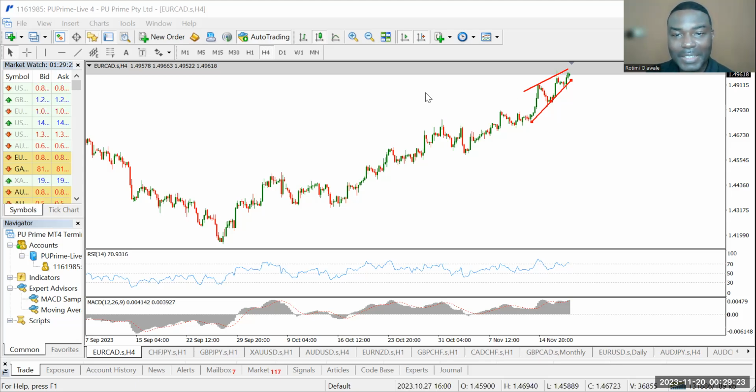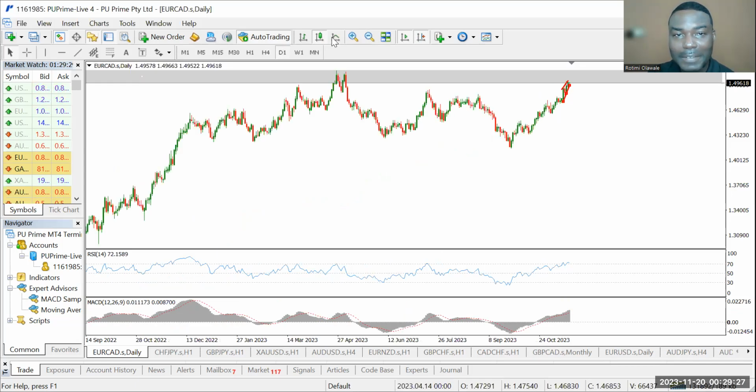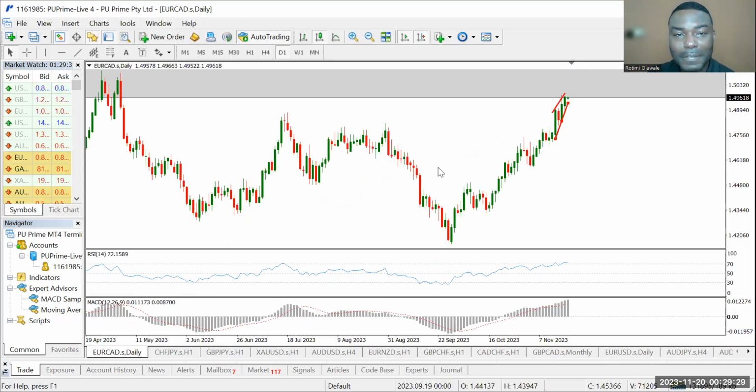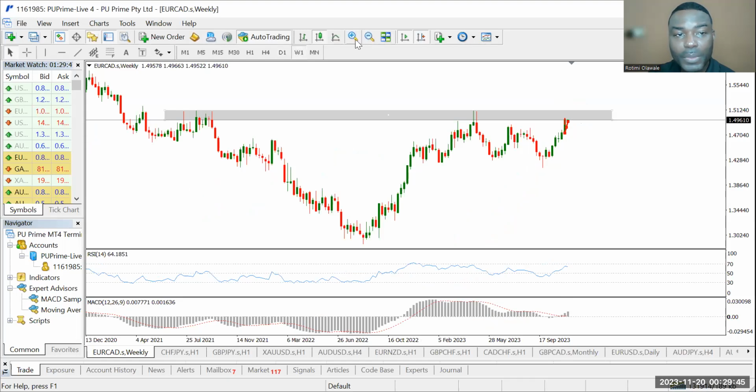Now, EURCAD has been trending for quite a while. This is EURCAD on a 4-hour time frame, and going a step further is EURCAD on the daily time frame. You can see it's been making a series of higher highs for quite a while now, and it looks like gradually the bullish trend is trying to wear out as price approaches a resistance level on the weekly time frame.